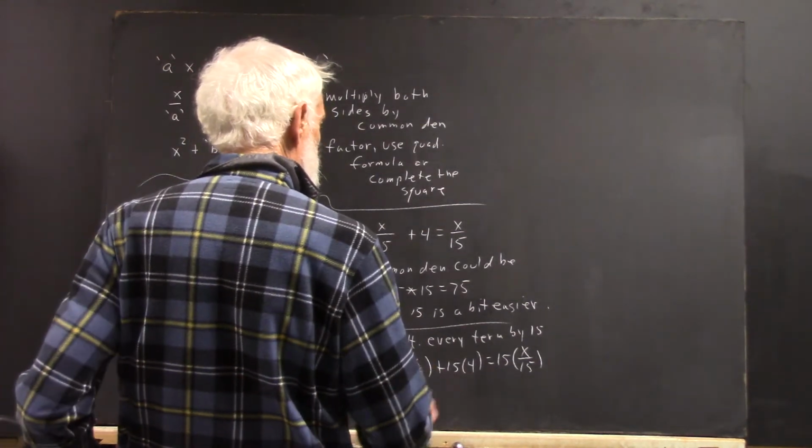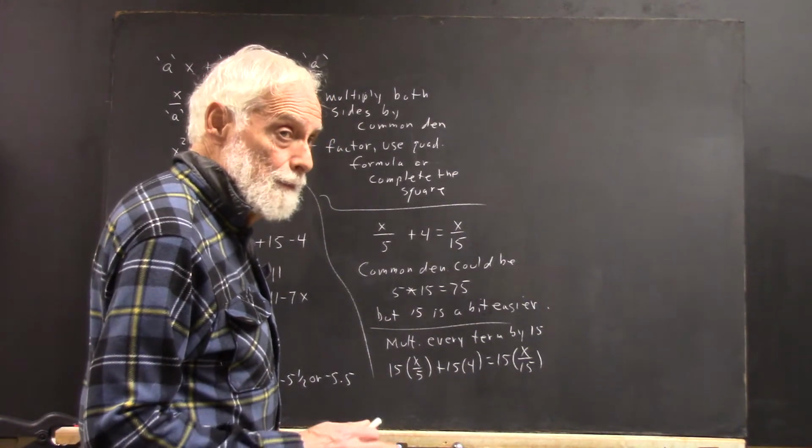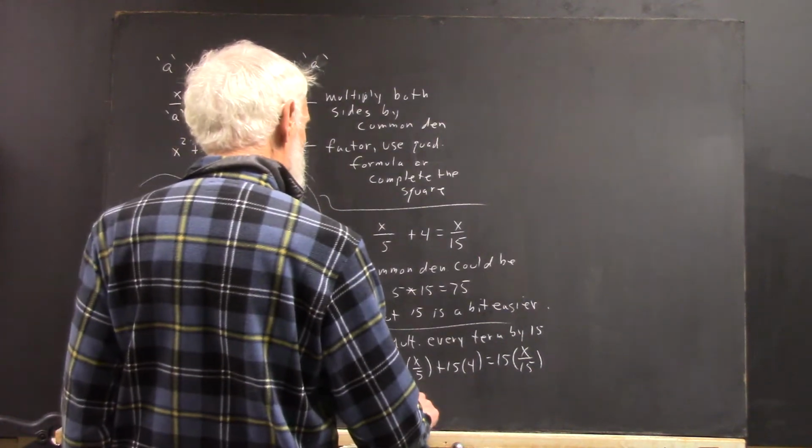Okay, so 15 times x over 5 is what? 3x. 3x, yes, you have the 3, but you didn't have an x.